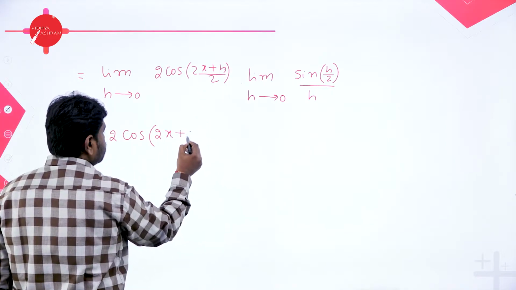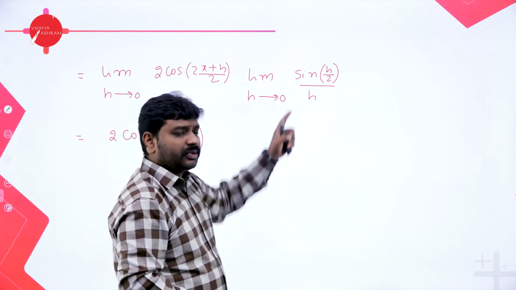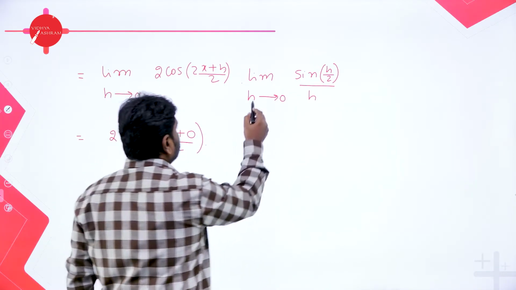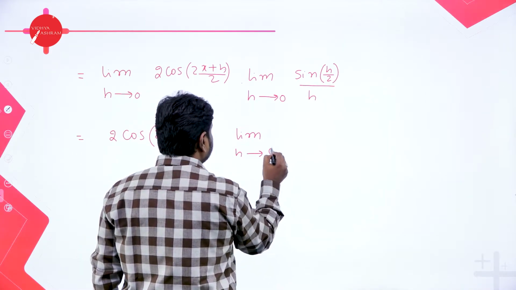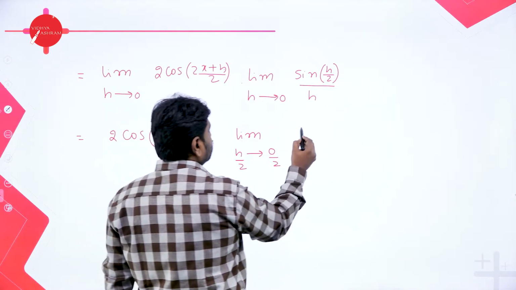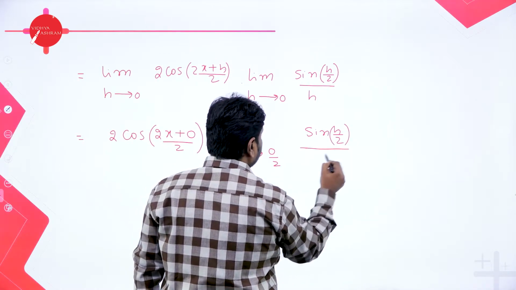So this h becomes 0 by 2. And here in the place of h, if you put 0, it will give 0 by 0. So reduce it into the sin x by x form. Now h is tending to 0. Divide by 2 on both sides: h by 2 tends to 0 by 2. Sin h by 2 is there, divided by h.